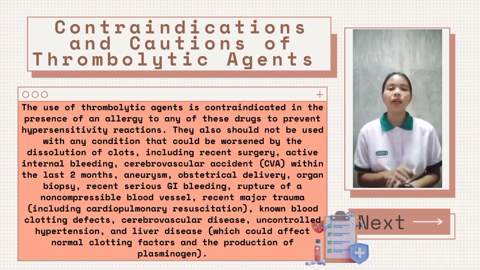obstetrical delivery, organ biopsy, recent serious GI bleeding, rupture of a non-compressible blood vessel, recent major trauma including cardiopulmonary resuscitation, known blood clotting defects, cerebrovascular disease, uncontrolled hypertension, and liver disease, which could affect normal clotting factors and the production of plasminogen.